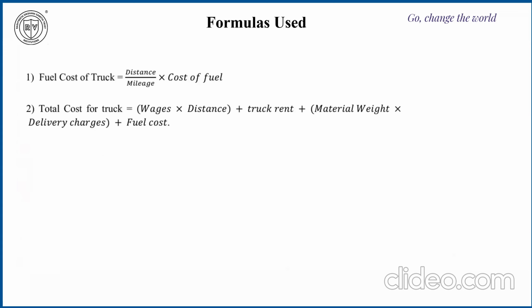So yeah, next we talk about the formula used. Mainly the formula used was: fuel cost of the truck is equal to distance by mileage into cost of fuel. So the total cost of the truck is wages into distance plus truck rate plus material weight into delivery charges, less the fuel.